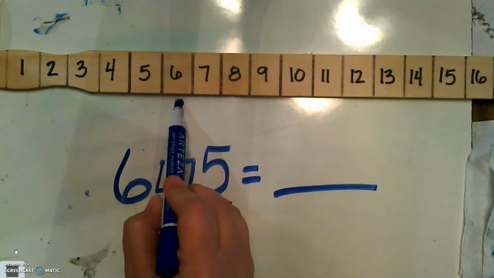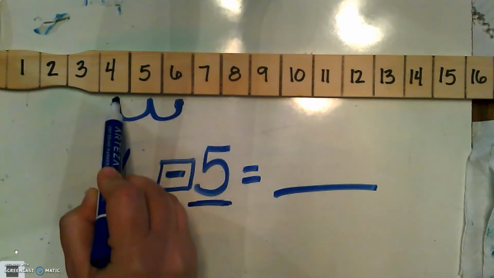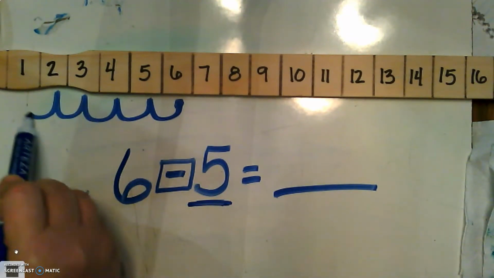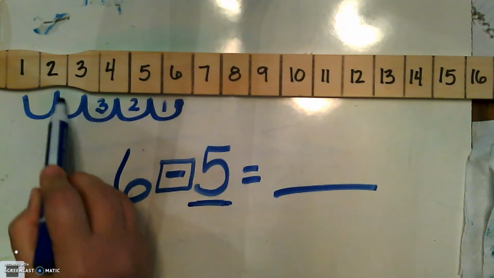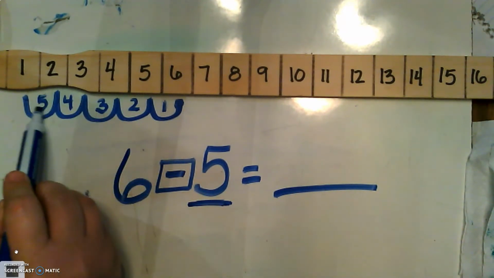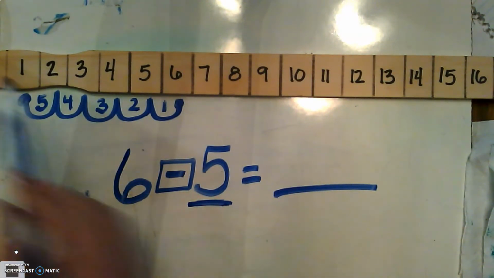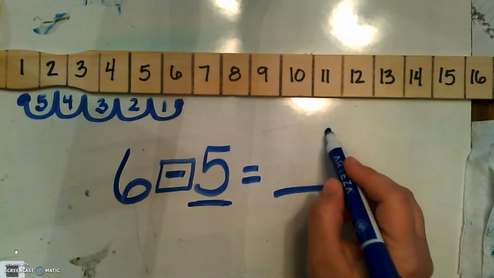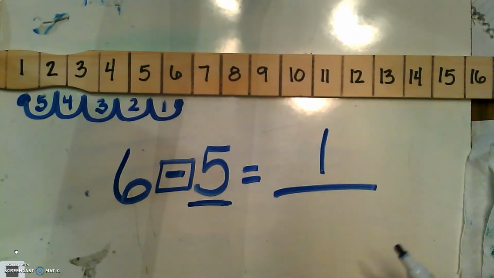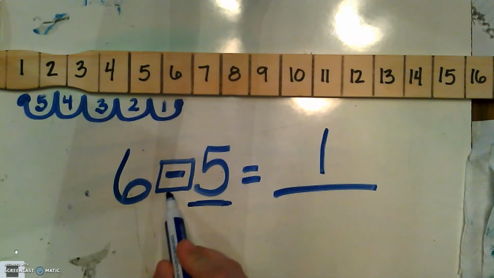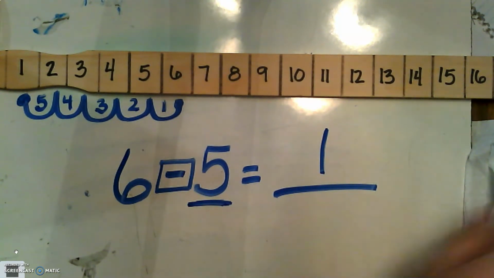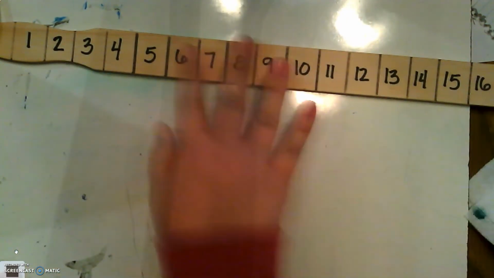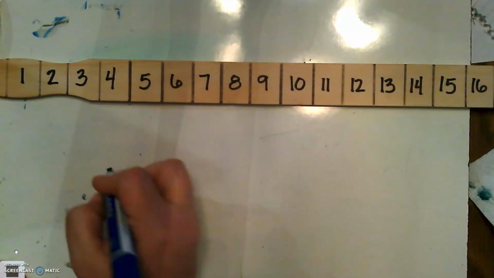So here we go. Remember, we got to jump 1, 2, 3, 4, 5. I like to check. 1, 2, 3, 4, 5. So where did we end up? What is our answer, or our difference? It is 1. Great job. So 6 minus 5 equals 1. Excellent job. We're going to do one more. You ready?